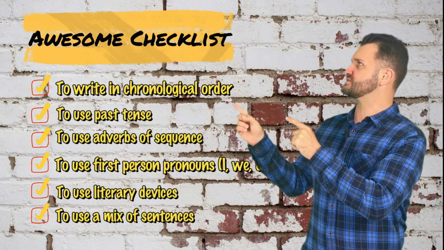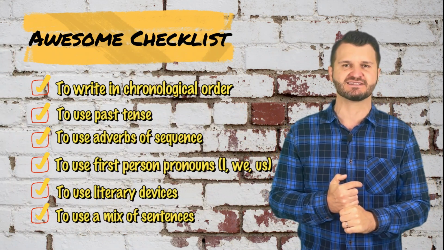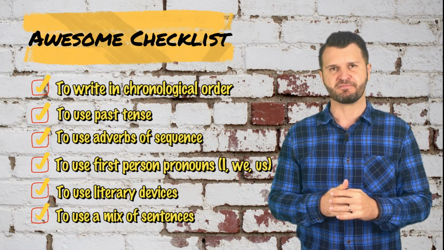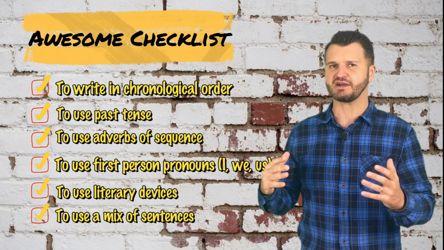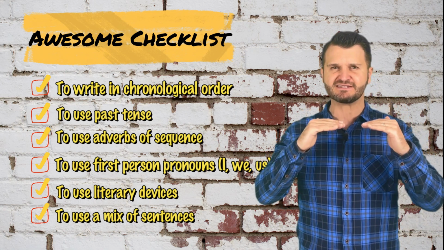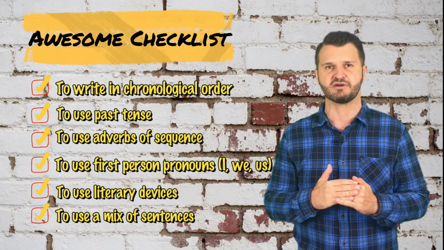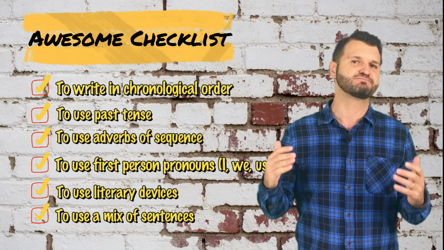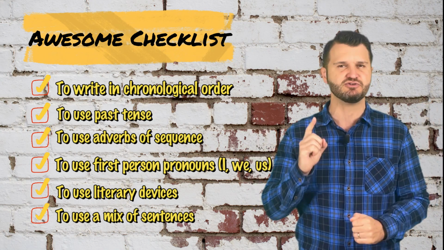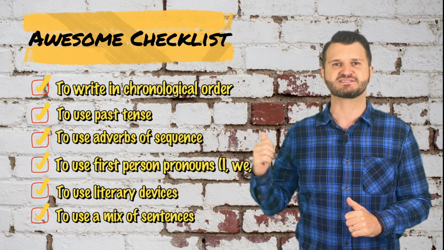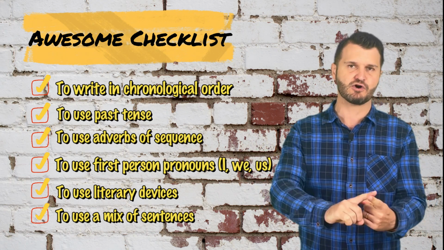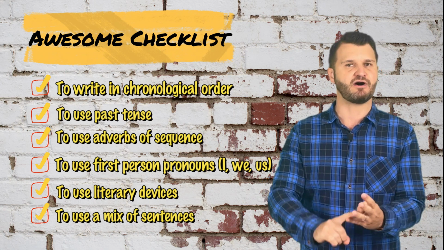Alright, welcome to our awesome checklist for today's lesson. These are the learning objectives we want to achieve by the end of the lesson. So the first one is to be able to write in chronological order. Now that means writing events in the order in which they occurred. The next one is to be able to use past tense. So these are events that are in the past, so we need to use past tense verbs. The next one is to be able to use adverbs of sequence. Things like first, next, then, finally.